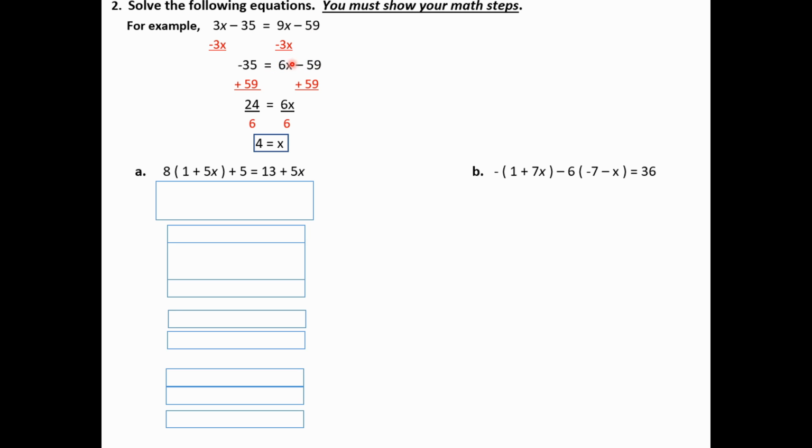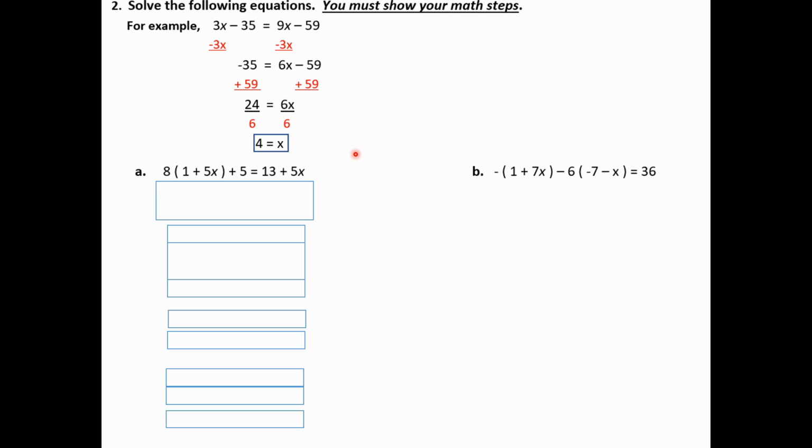If I want to isolate that variable here, I'm going to add 59 to both sides. That takes care of this subtracting 59 on this right-hand side, leaving me with 24 is equal to 6x. And then finally, to get x by itself, I'm going to divide by 6 on both sides, and I get 4 is equal to the value of x.